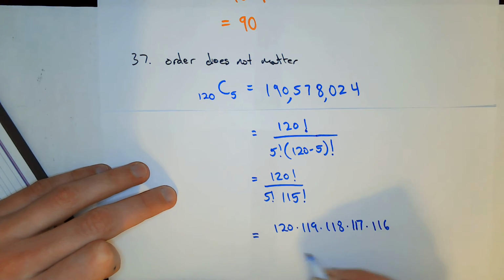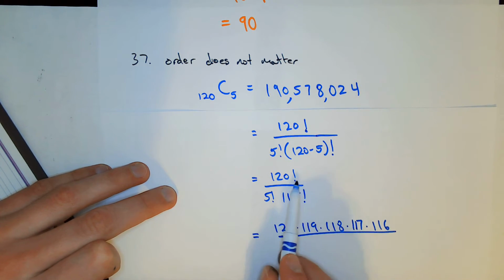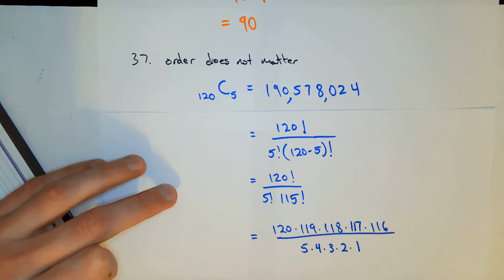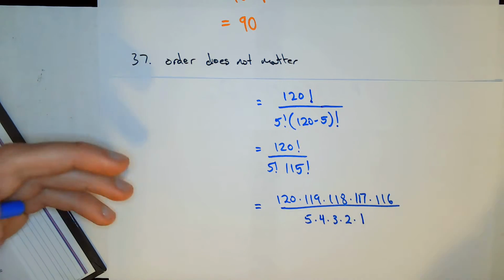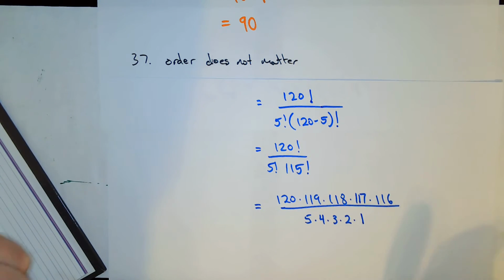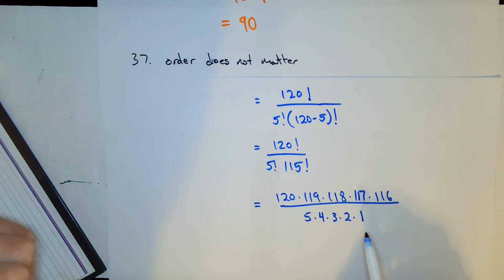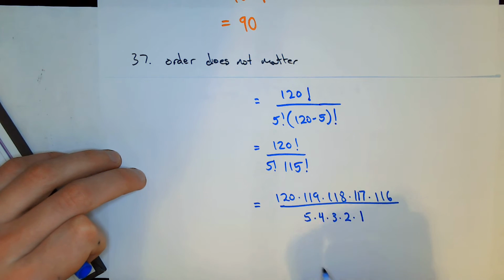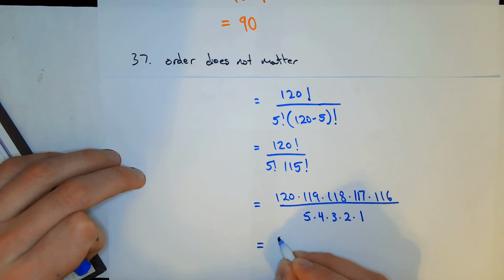So I'd be left with 120 times 119 times 118, all the way down to 117. And that's it, right? The rest of the string cancels with this down in the bottom. All of those cancel, but I still have the 5 factorial. The 5 factorial sticks around. And now I would have to reduce this. I could play around with the fractions. I know 5 times 4 is 20. That'll go into 120 6 times. So that'll leave me with a 6 up there.